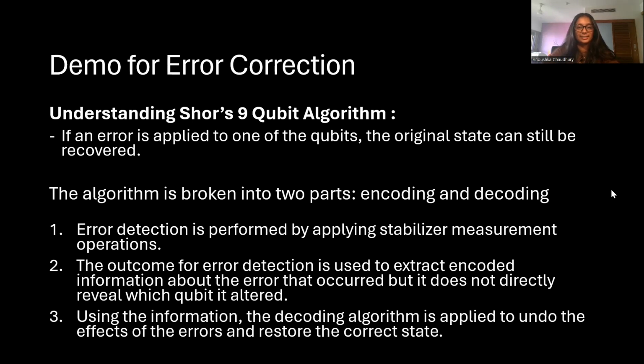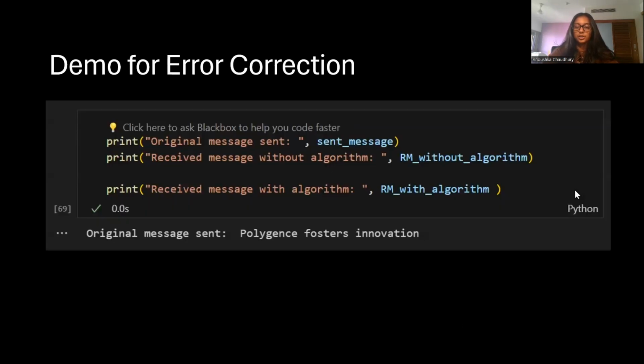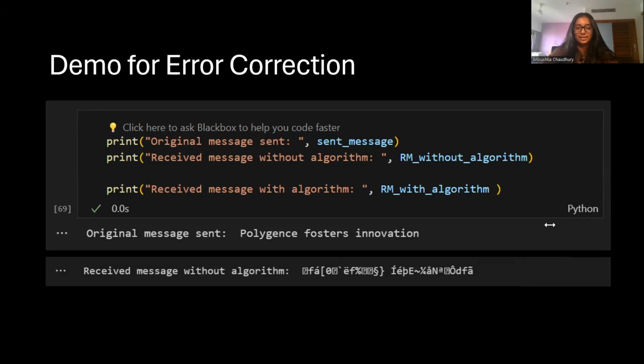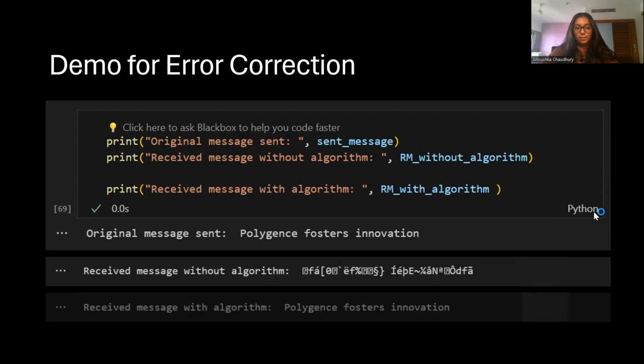So that was a little theory intensive, but here's a more intuitive way of understanding how the algorithm works. Let's say we're trying to communicate the message "Polygence fosters innovation," which is stored in the variable sent message. If an error is deliberately applied to the message without Shor's error correction algorithm, this is the output we get. It doesn't really make sense. However, when we do apply the error correction algorithm, inducing the same error, we can recover the original message. There are, however, some limitations to this algorithm, which I further explored using visualizations.